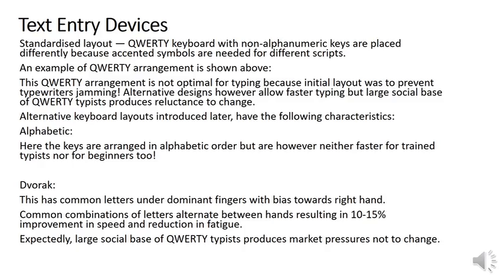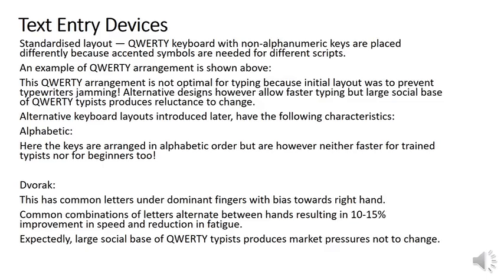The standardized layout keyboard with non-alphanumeric keys placed differently because accent symbols are needed for different scripts. An example of the QWERTY arrangement is shown above. That is what you see above. Then the second arrangement is not optimal for typing because the initial layout was to prevent typewriter jamming. Alternative designs, however, allow faster typing, but the large social base of keyboard typists produces reluctance to change.